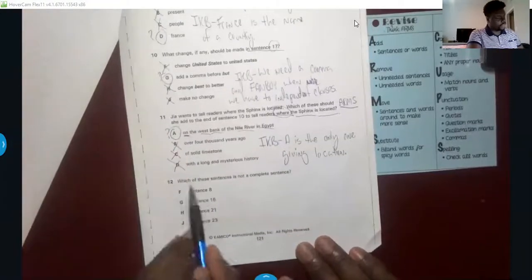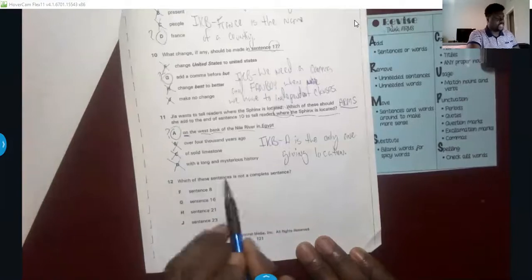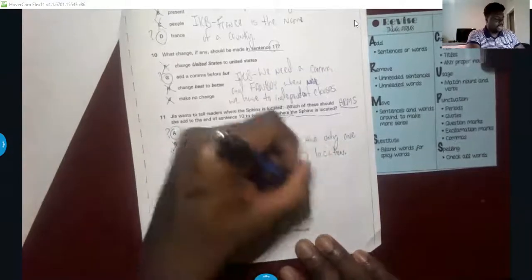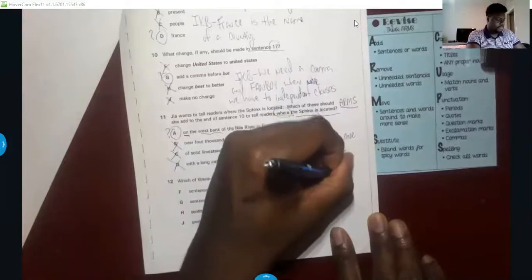Last one. Which of these sentences is not a complete sentence? So maybe it's missing a subject. You need a verb. You need a predicate. Mr. Martin is a teacher. Mr. Martin is teaching a lesson, right?